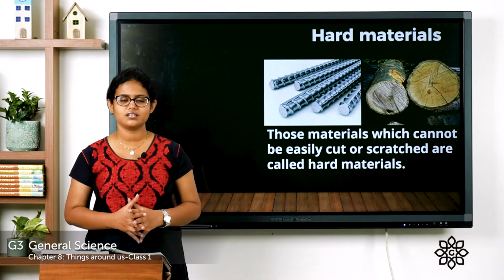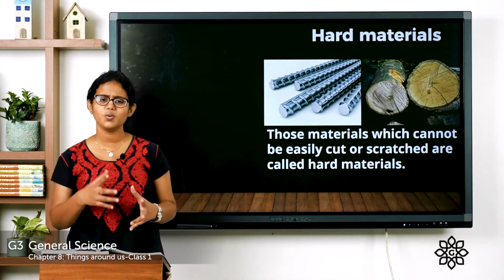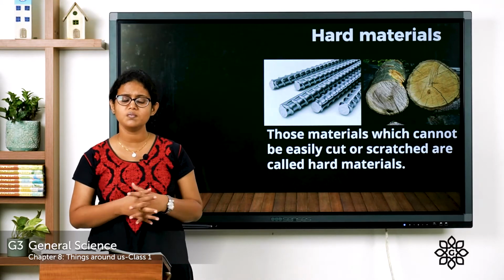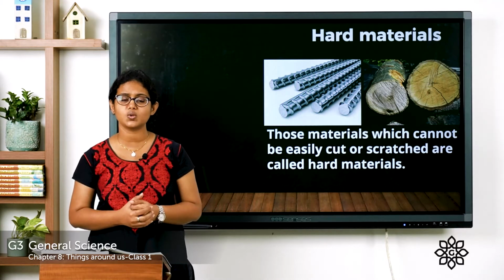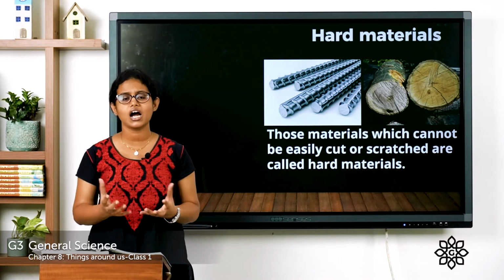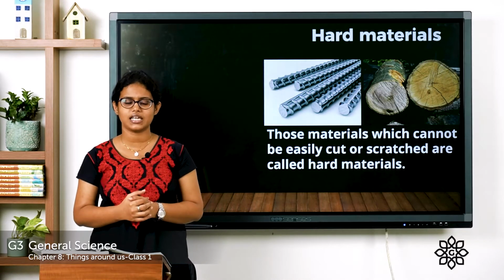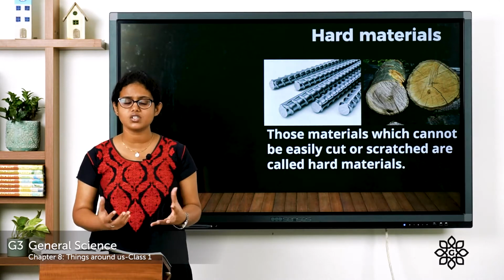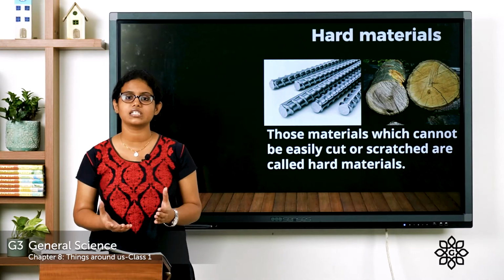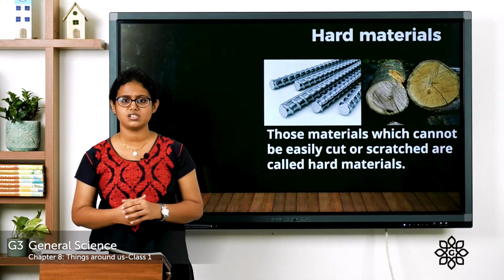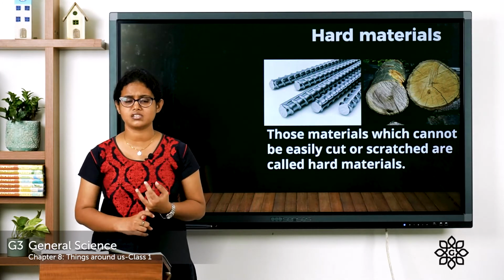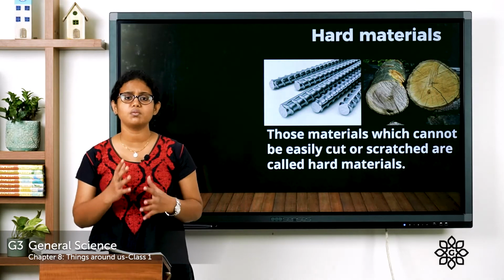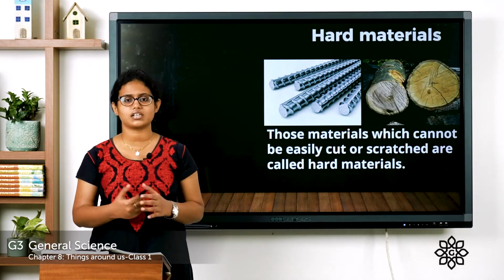The first one is hard materials. Do you know what is the meaning of hard? Hard means something which is very firm or something which is not so easy to break. So what are hard materials then? Things which cannot be easily cut or scratched, we call them hard materials. For example, metals, rock, all these are hard materials. They cannot be easily cut or scratched.